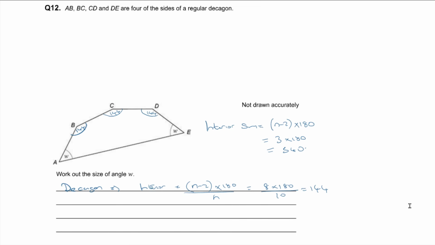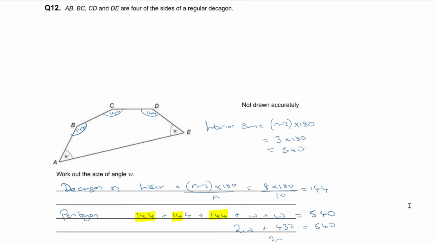So then I can say in the pentagon, the 5 angles should add up to 540, shouldn't it? So the 144 plus the 144 plus the 144 plus the W plus the W, they're my 5 angles. So they should sum to 540. So what are those three added together? 144 times 3, that's 432. So that means I've got 2W plus 432 is equal to 540.